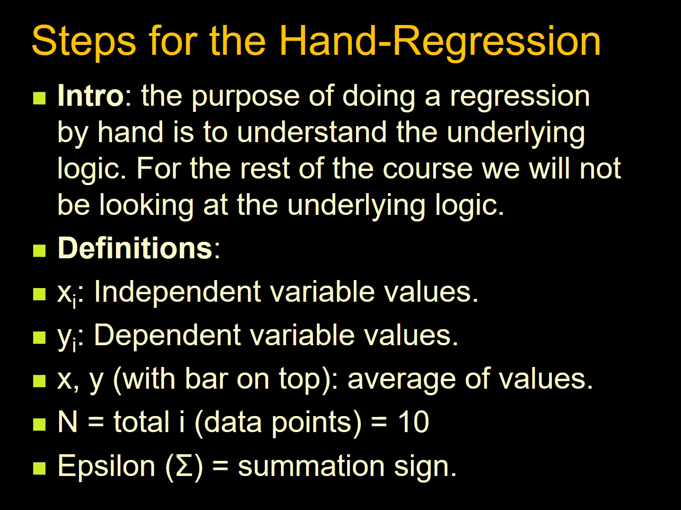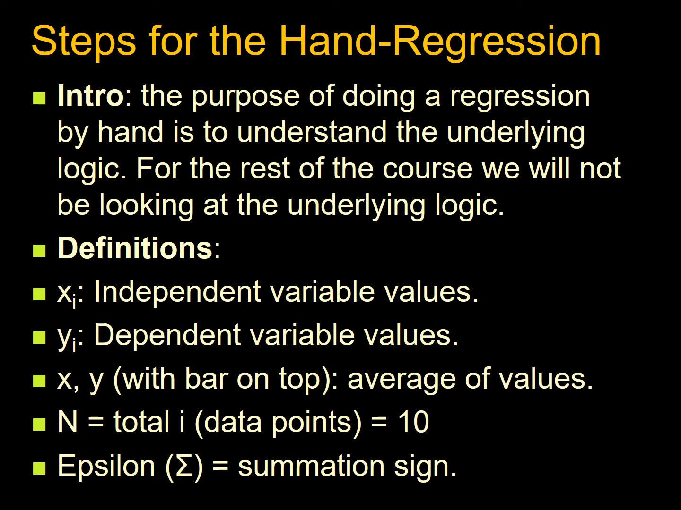A couple of definitions that you're going to see repeatedly in the presentation. Xi refers to independent variable values, where i equals all of the observations or the units of analysis. In other words, if you've interviewed 10 people, or you're examining 10 countries, or you're looking at 10 different time periods, i would be 1 to 10. It would be including all of those individual observations. Yi is the dependent variable. It's what we're trying to explain. And in the hand regression, we're only going to have one independent variable as it affects the dependent variable.